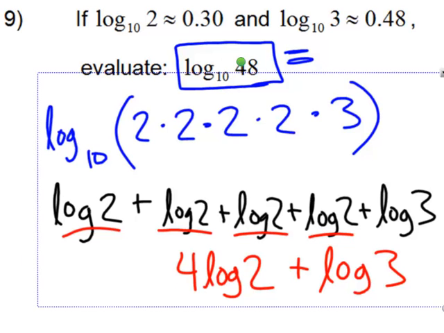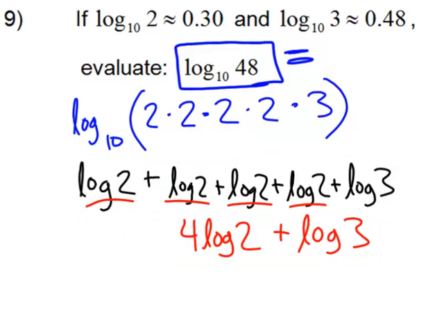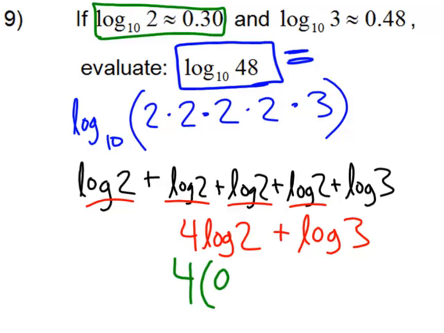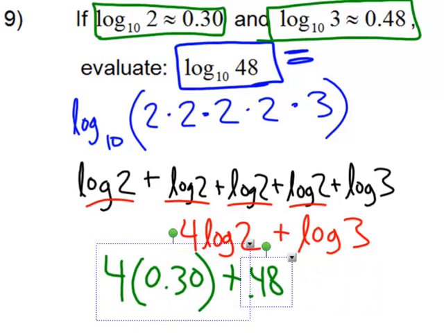All right, we've been told what the values of those are. So we're told that log of 2 is 0.3, so that means 4 times 0.30. And we are also told that log base 10 of 3 is 0.48, so we'll put plus 0.48. You either do a little bit of mental math or you work it out on paper. You should not be using a calculator for this level of math. That should give us 1.68.